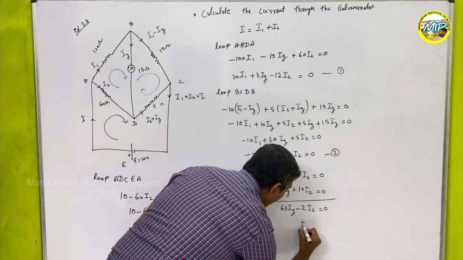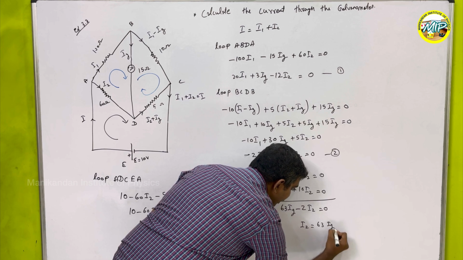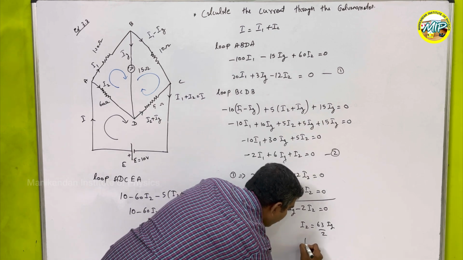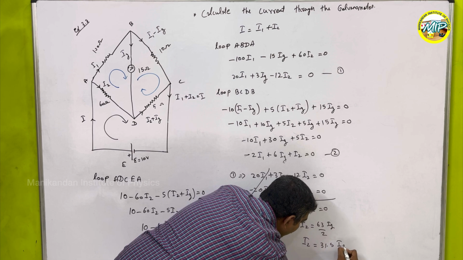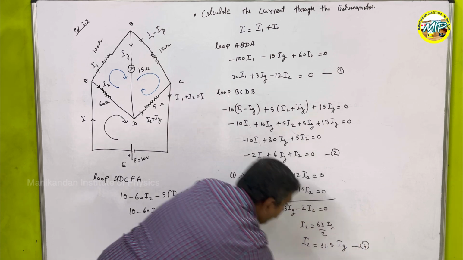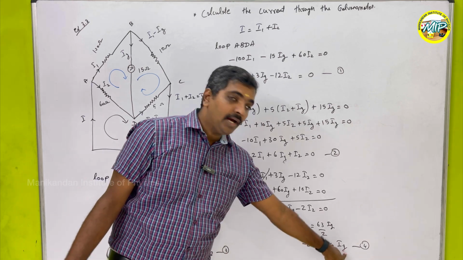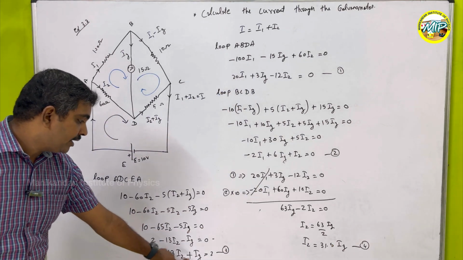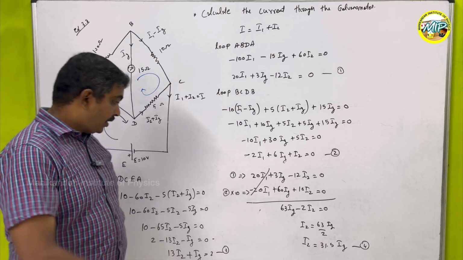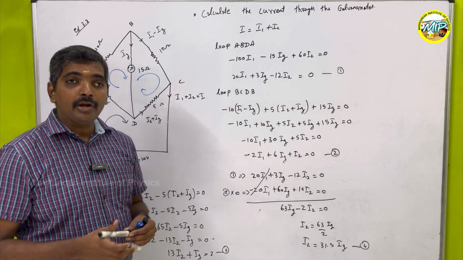Therefore my I2 equals 63 Ig by 2. This is going to be my I2 equals 31.5 into Ig. This is my equation 4. So my I2 is going to be 31.5 into Ig. So if you substitute my I2 value here, then I can find my Ig. So I just leave this as an exercise to you. So I just stop at this point.